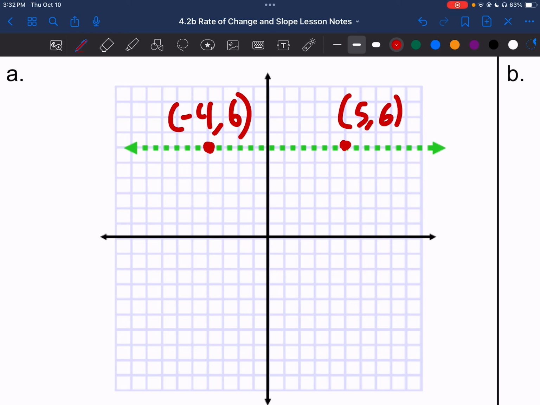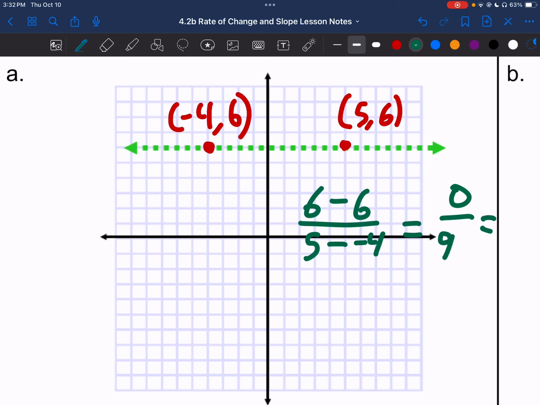And if we want to find the slope, it's the rise over the run. So we do 6 minus 6, y2 minus y1, over x2, 5, minus x1, -4. We end up with 0 over 9. And 0 divided by anything is 0. That is your final answer.